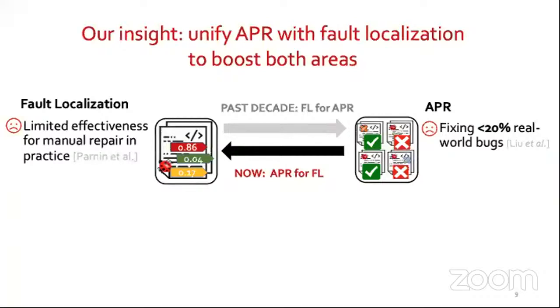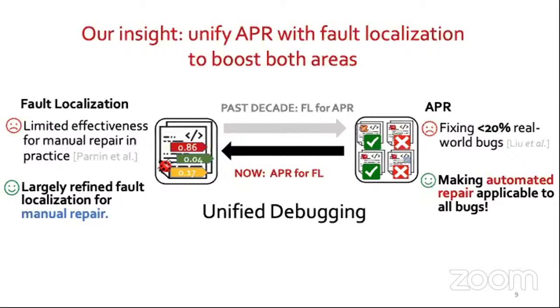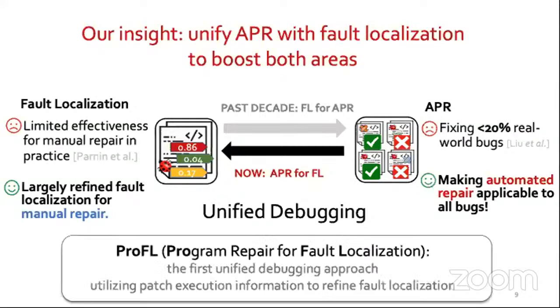And in this way, we can not only largely refine fault localization for manual repair, but at the same time, we can also make APR applicable to all possible bugs, not only the bugs that can be automatically fixed. Since for those hard-to-fix bugs, we can still provide useful bug localization to help manual repair. We call such an idea unified APR with fault localization, or unified debugging. We then propose the first unified debugging approach, ProFL, to utilize the patch execution information to refine fault localization.